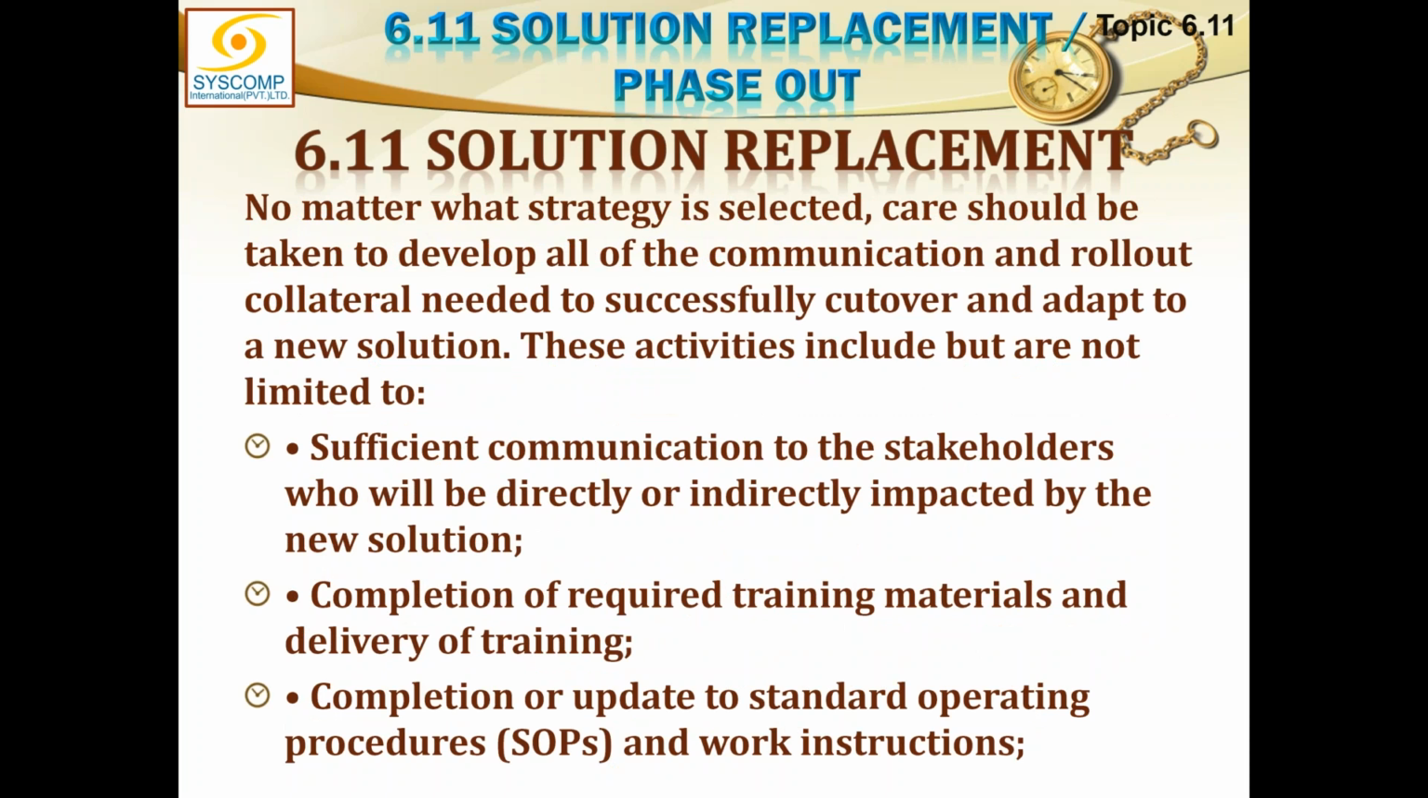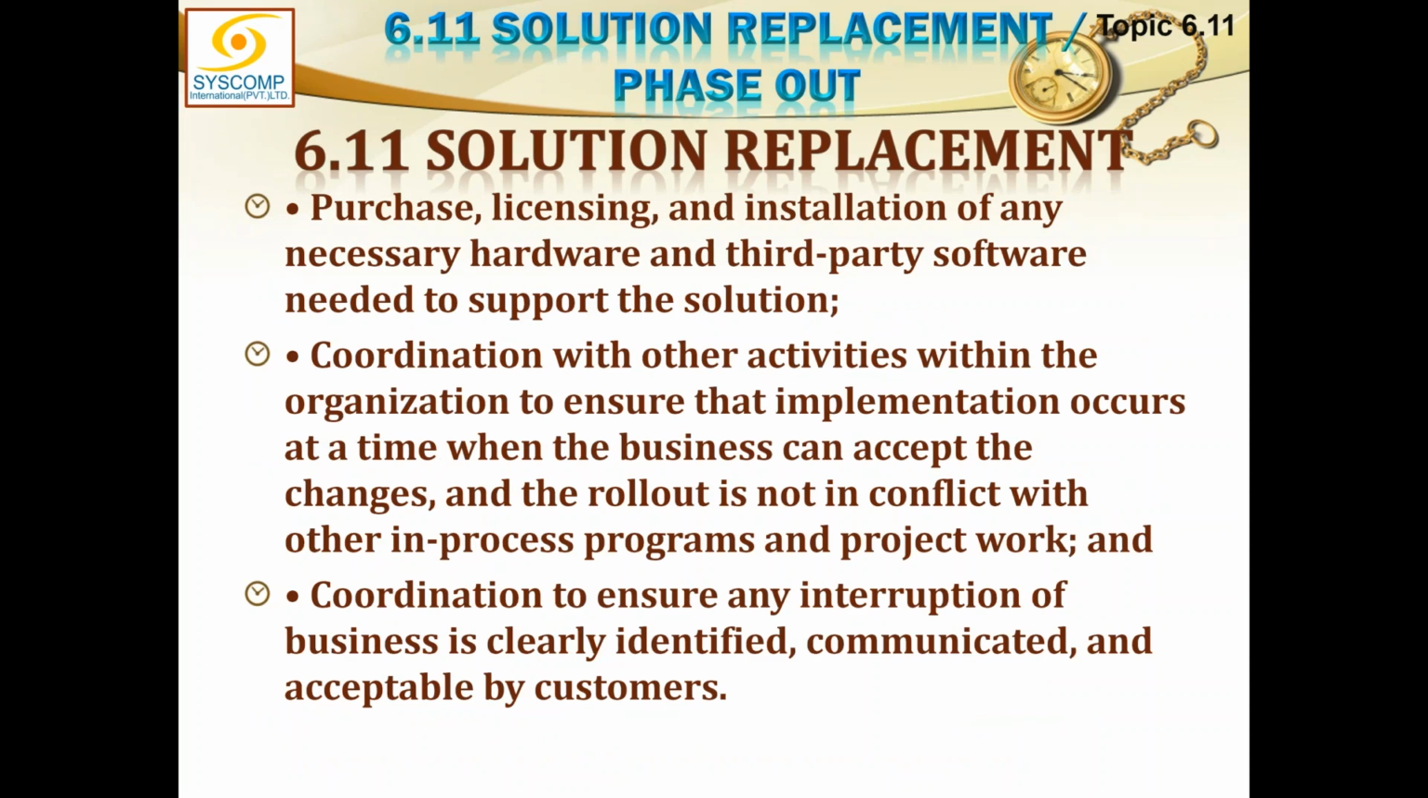No matter what strategy is selected, care should be taken to develop all of the communication and rollout collateral needed to successfully cut over and adapt to new solutions. These activities include, but are not limited to, number one, sufficient communication to the stakeholders who will be directly or indirectly impacted by the new solution. Number two, completion of required training materials and delivery of training. Number three, completion or upgrade of standard operating procedures and work instructions. Number four, purchase, licensing, and installation of any necessary hardware and third-party software needed to support the solution.